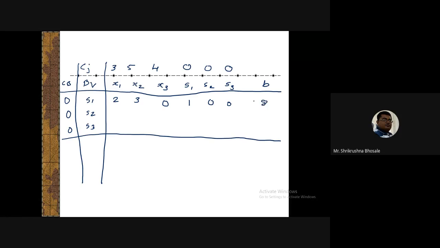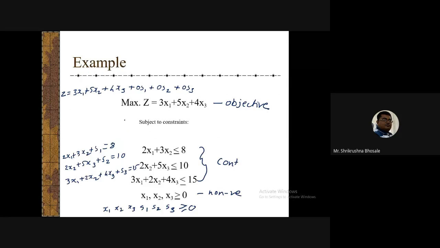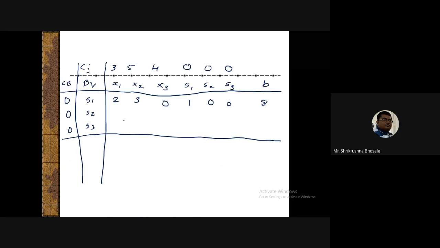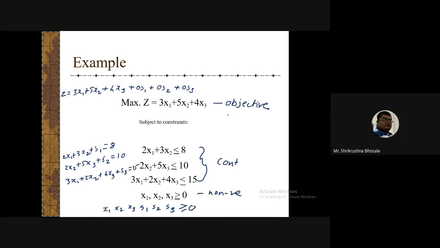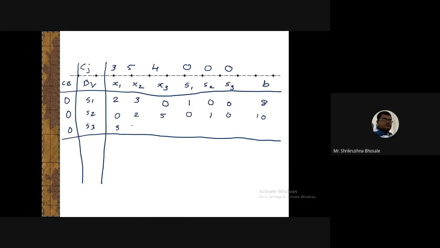Then the second equation: 0, 2, 5, with s2 as 0, 1, 0, and the b value is 10. Then third: 3, 2, 4, with 0, 0, 1, and 15. Is it right? Everybody, have you understood this particular table? Yes, sir.